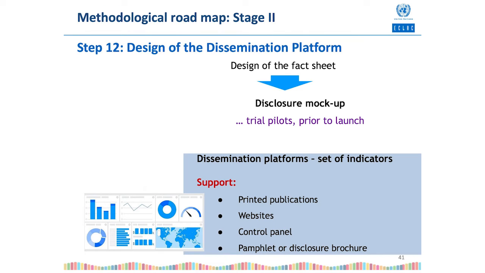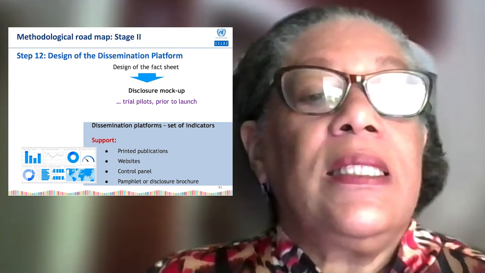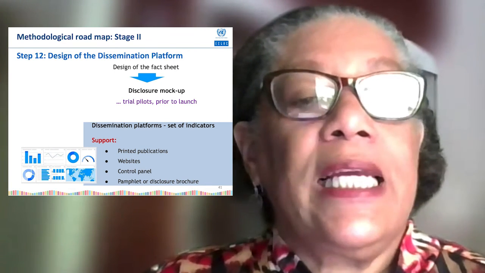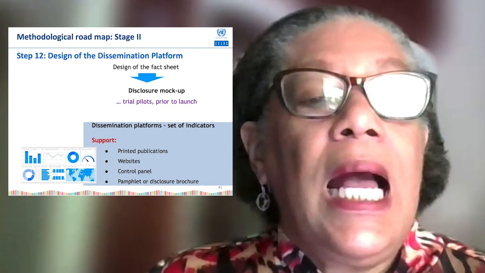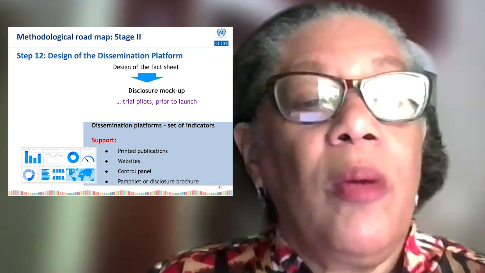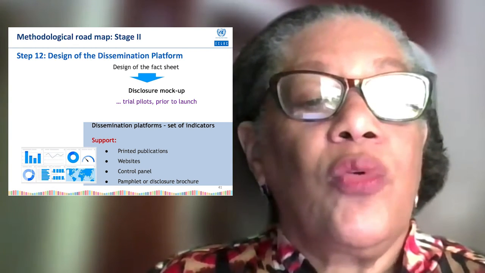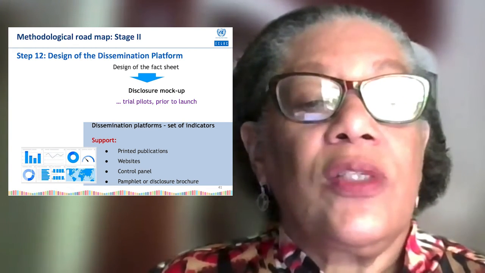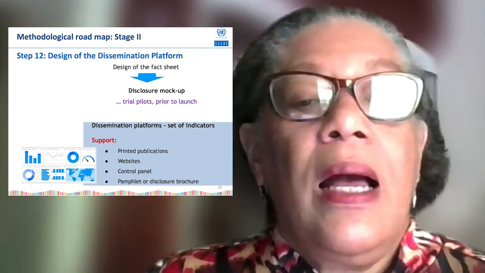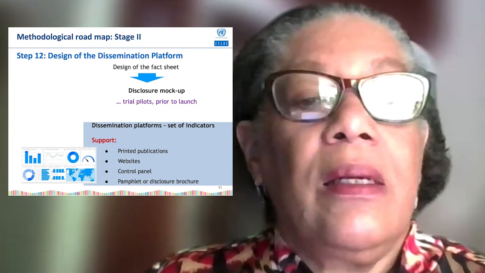So under step 12, design of the dissemination platform. After designing the fact sheet, then we would have a mock-up of the disclosure and trial pilots prior to launching these dissemination platforms. So the dissemination platforms would show the set of indicators that are chosen, and this can be done through printed publications, websites, control panels, pamphlets, or disclosure brochures that are put out by the team that work on these indicators.